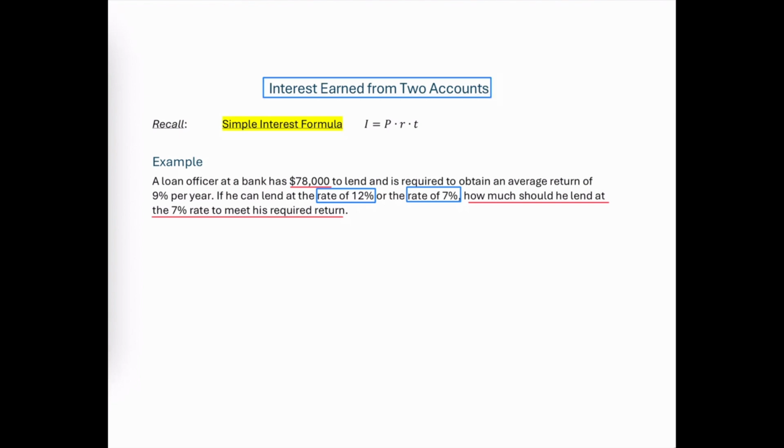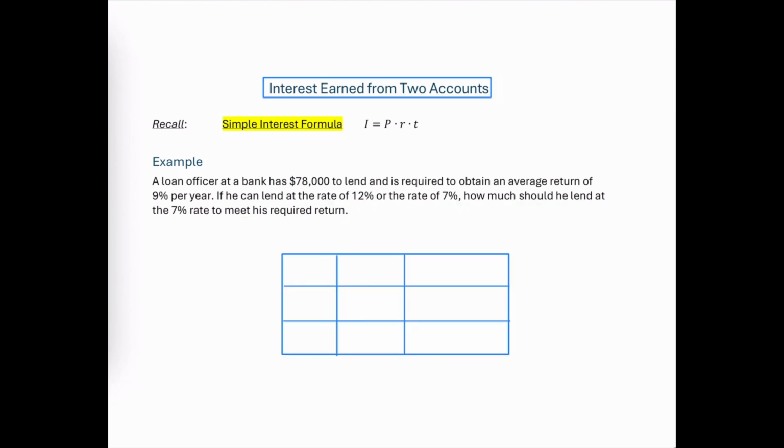Because we're looking at earned interest from two separate accounts, let's organize the given information using a 3x3 box. The last row of this 3x3 box is always going to be reserved for the financial goal. In this case, our goal is to earn 9% of the original $78,000 that he has available to lend. And the first two rows are going to be reserved for the accounts that we're going to blend together in order to achieve that goal.